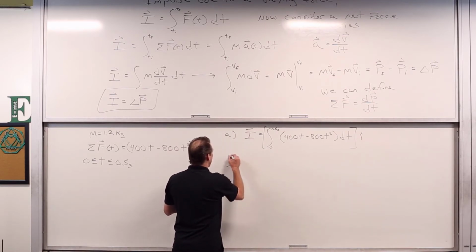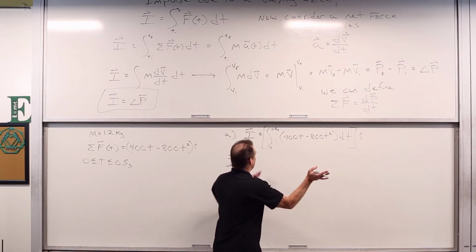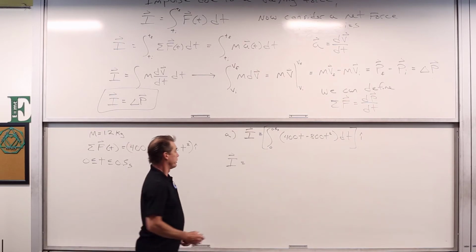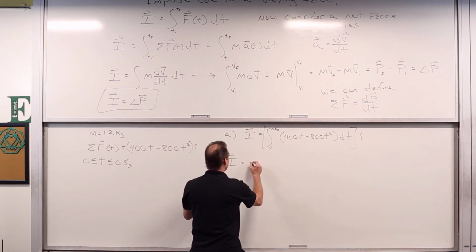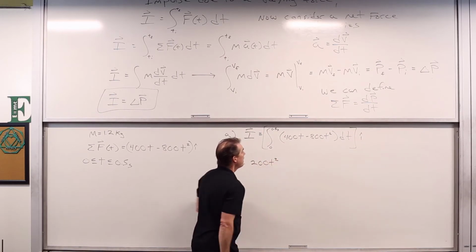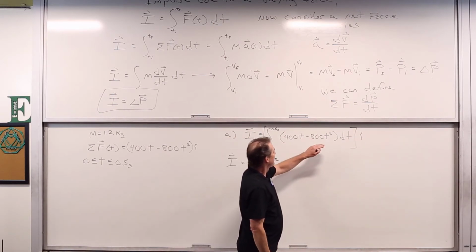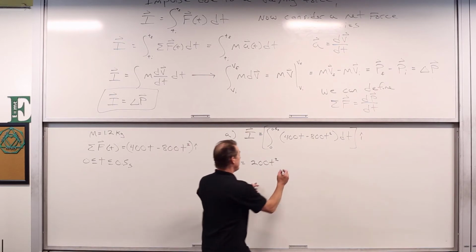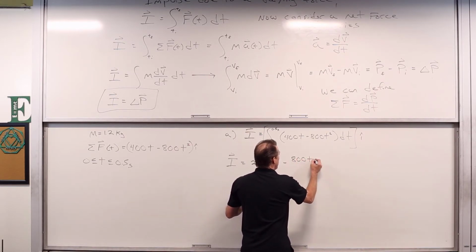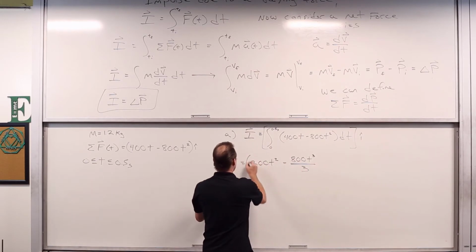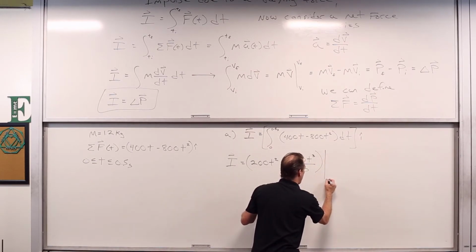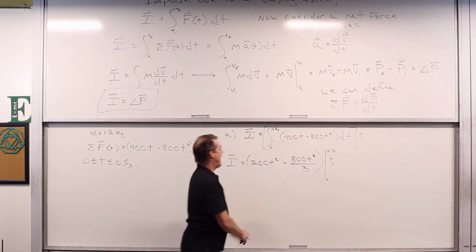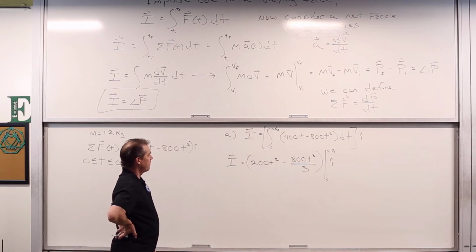So we've got that I hat is going to be equal to, well, we don't need the integral sign anymore. The integral of 400t is 400t squared over 2, which gives us 200t squared. And then minus the integral of 800t squared, which is going to be 800t cubed over 3. This is evaluated from 0 to 0.5 seconds, and we've got a little I hat there.